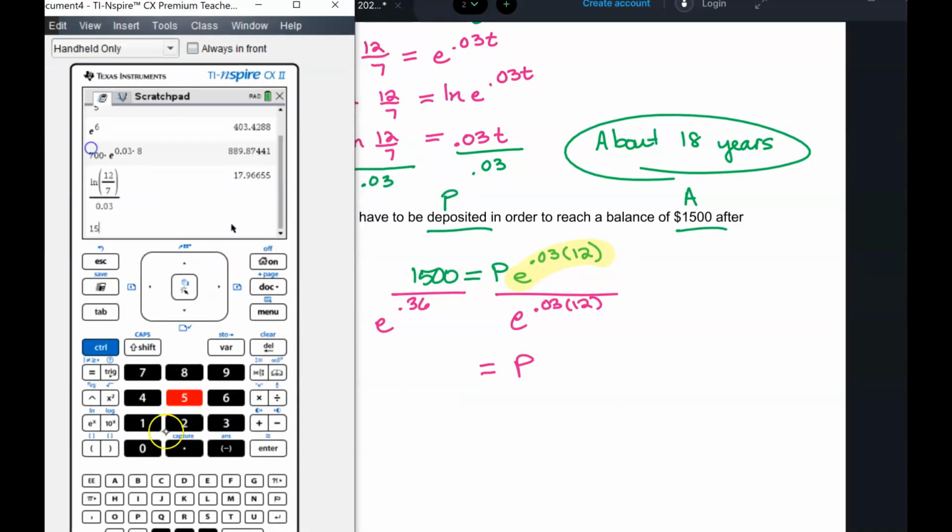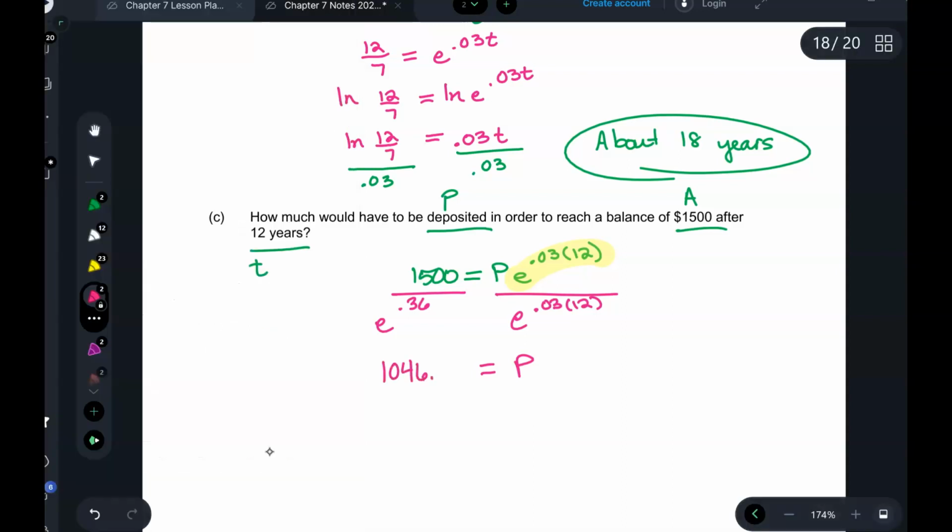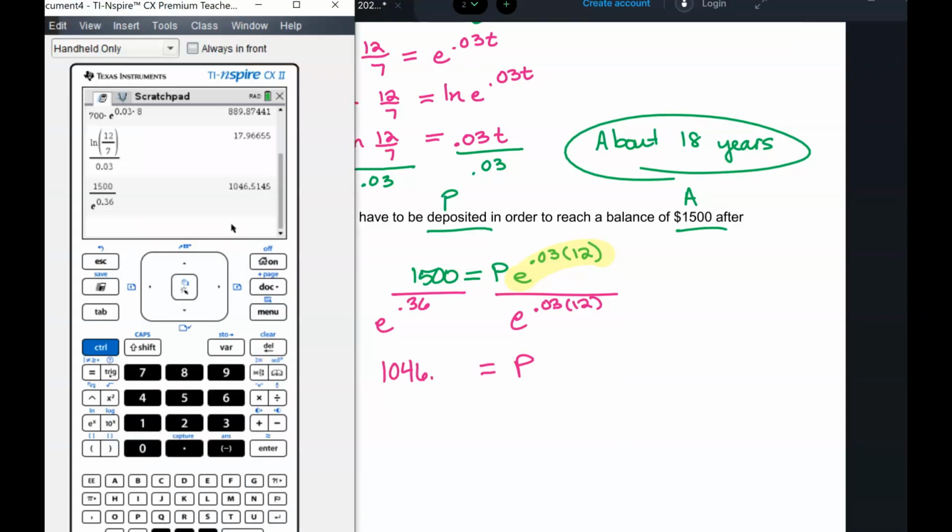I got the same thing. Yeah, I got 1,046. $1,046.51, right? And 51 cents. Yes.